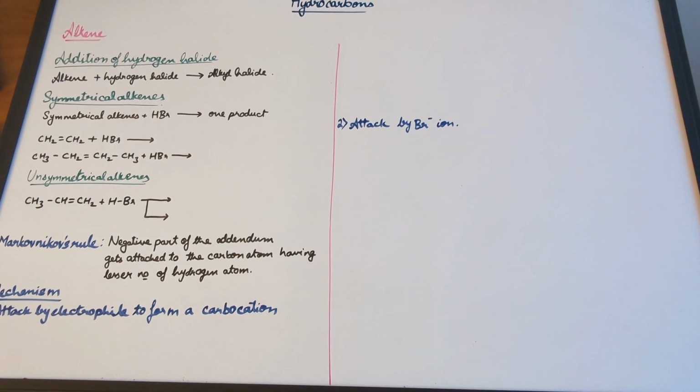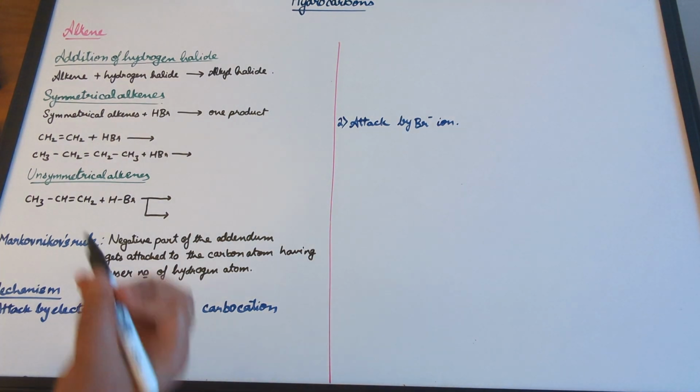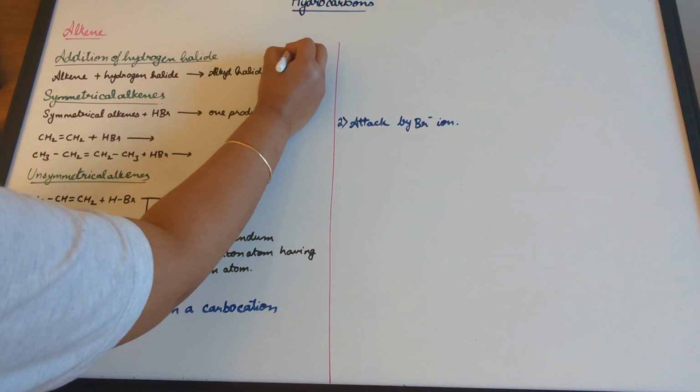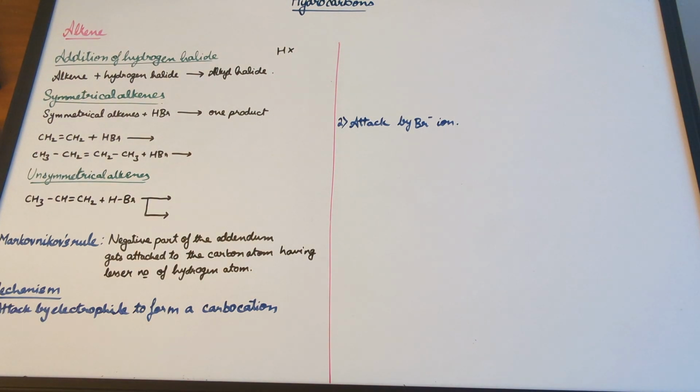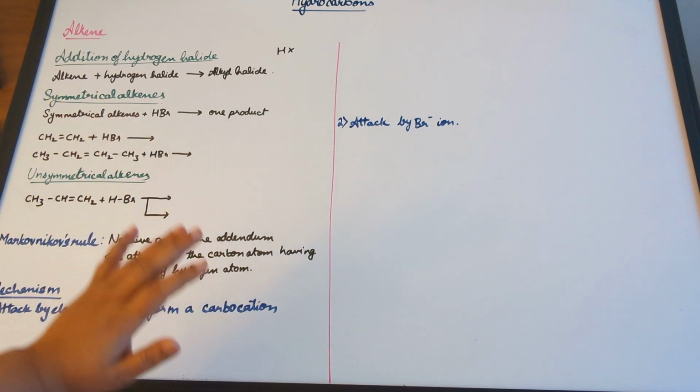In this video, we are going to be continuing with the chemical properties of alkenes. Specifically, we are going to be talking about addition of hydrogen halide. The hydrogen halide formula is HX, where X can be any halogen atom. When an alkene reacts with a hydrogen halide, we get an alkyl halide.